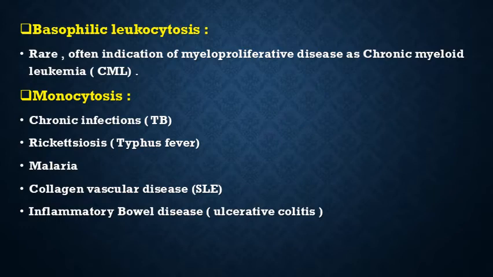Basophilic leukocytosis is rare, and is an indication of myeloproliferative disease, as in chronic myeloid leukemia. So when we see a high percentage of basophils in the peripheral blood, we have to be aware that this might indicate something more serious, actually, like myeloproliferative disease, chronic myeloid leukemia, myelodysplastic syndrome, and so on.